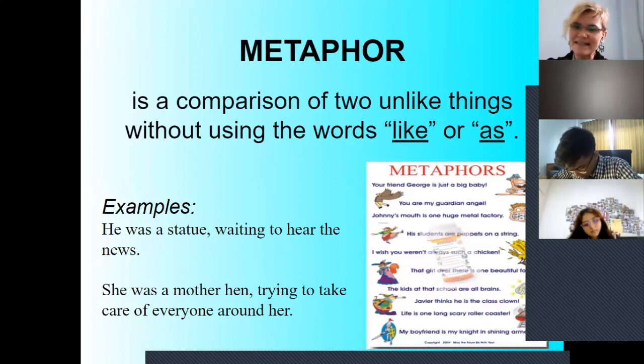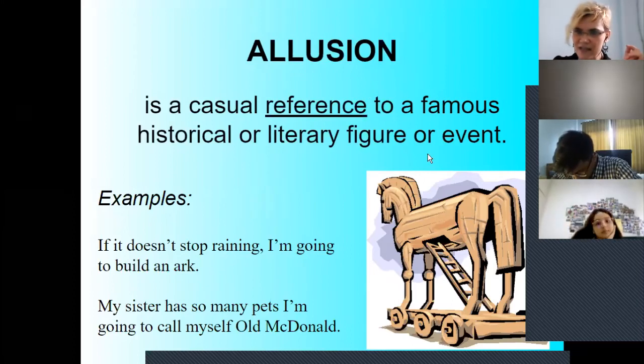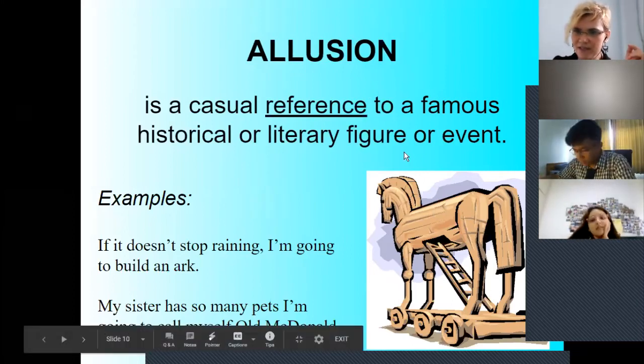Not, he was like a statue. An allusion is a casual reference to a famous historical or literary figure or event. Here you got the horse I talked about just now. This is the Trojan horse. See that? And all the soldiers went inside and it was locked up. It was a gift. And at night it came out.